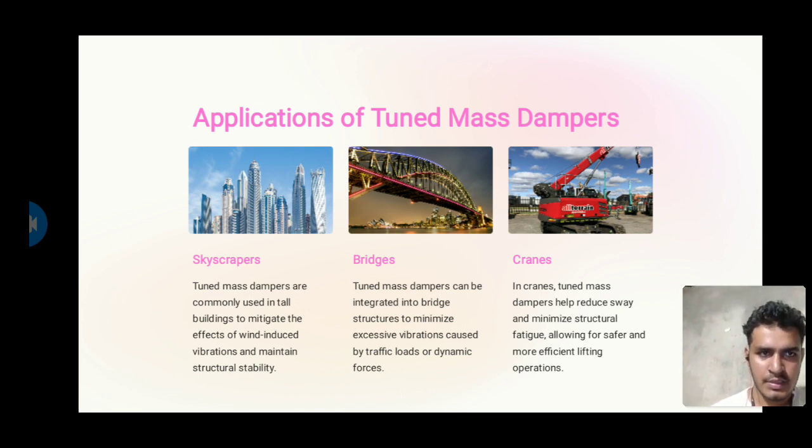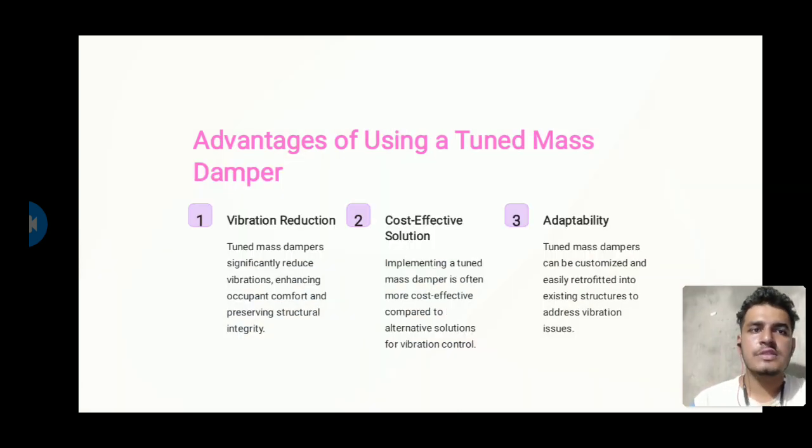The cranes: the crane's tuned mass dampers help to reduce the sway and minimize structural fatigue, allowing for safer and more efficient lifting operations. Next are the advantages of using tuned mass dampers. First is vibration reduction, cost effective solution, adaptability. In vibration reduction, the tuned mass dampers significantly reduce the vibration, enhancing the occupant comfort and preserving the structural integrity.